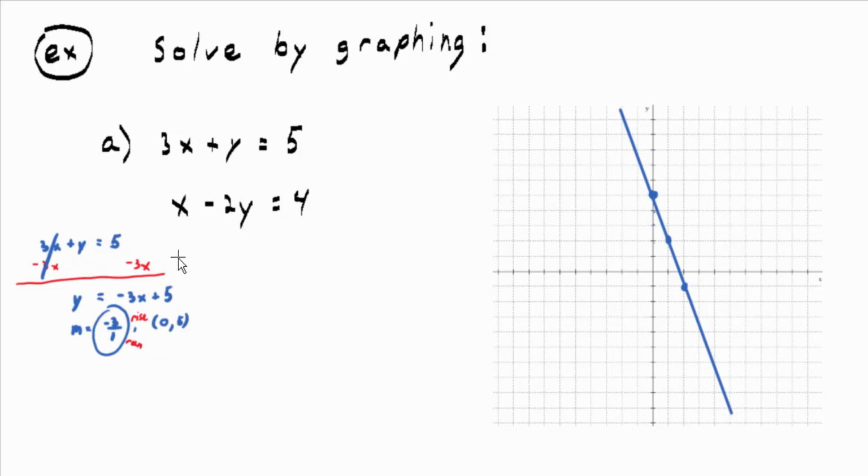Okay. So now let's take the second equation, x minus 2y equals 4.